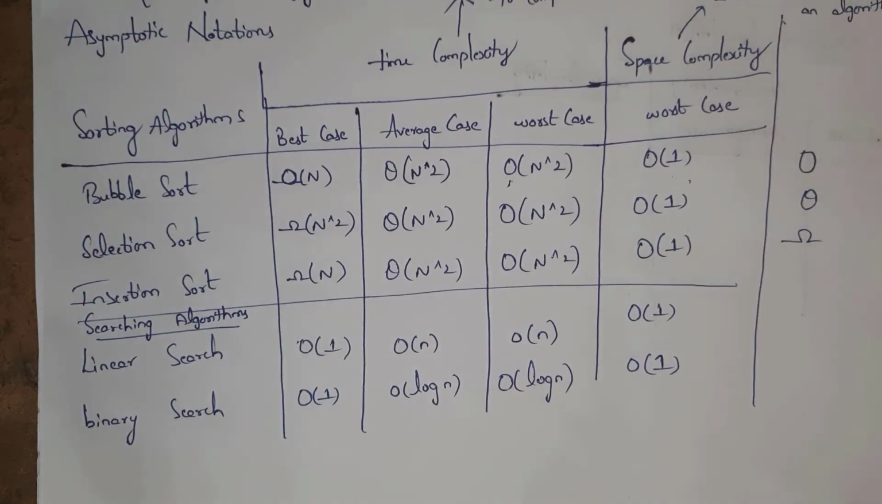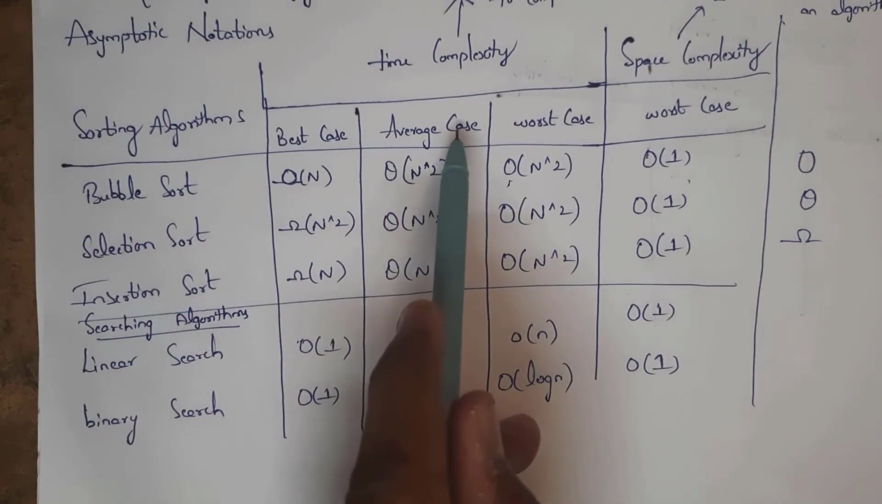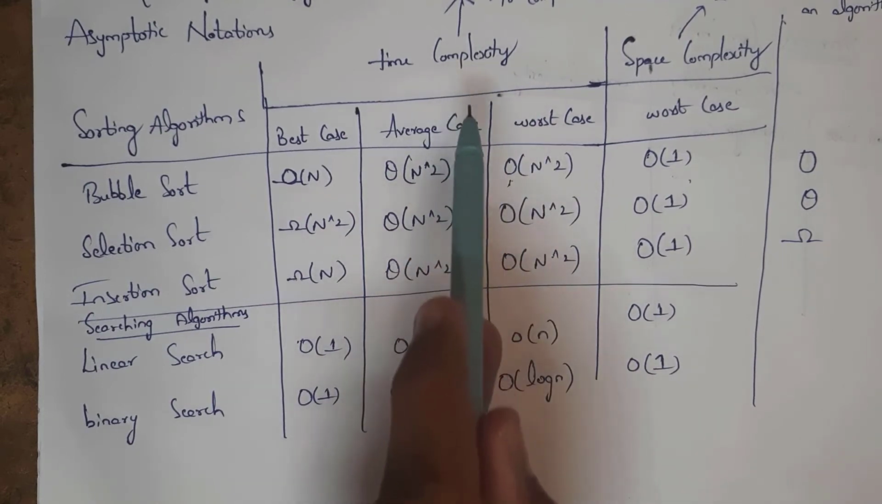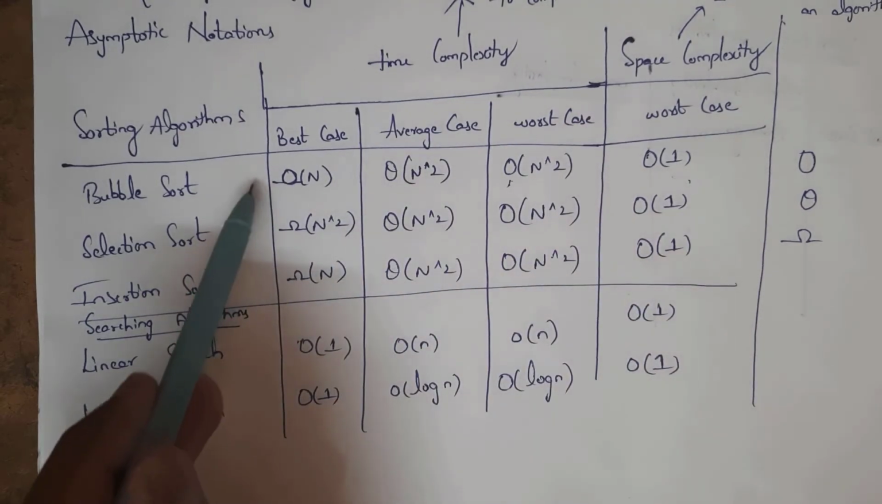Guys, this table is very easy to remember. For all these three sorting algorithms, average case time complexity, worst case time complexity and worst case space complexity is the same. Just you need to remember these three.